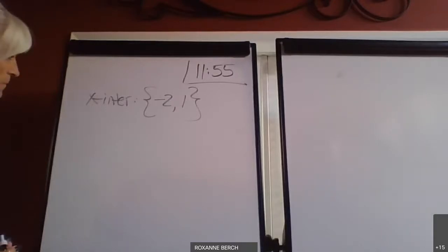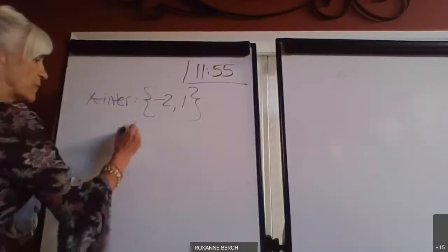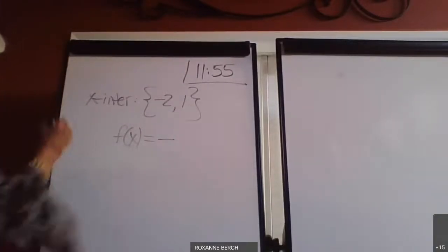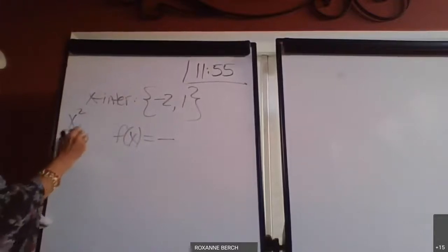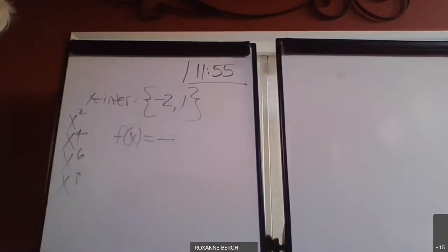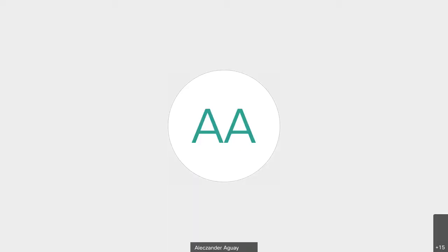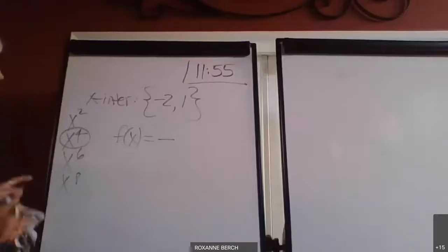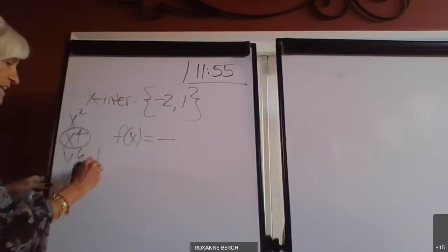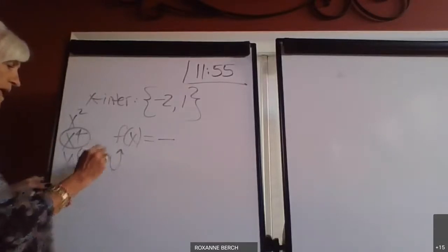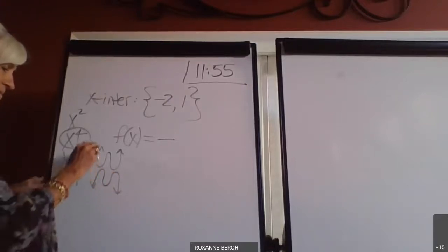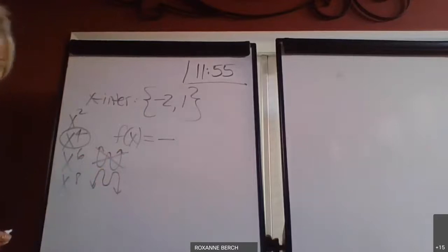It's reflected. So that means when we write our function, we better put a negative in front. Okay, now what does that look like? Does that look like a quadratic? Does it look like a quartic? Does it look like a sixth degree? What does it look like? A quartic. Why? What does a quartic look like? Doesn't it look like a W? Yeah, it also has three turning points. And this one looks like what? An M? Yes or no?